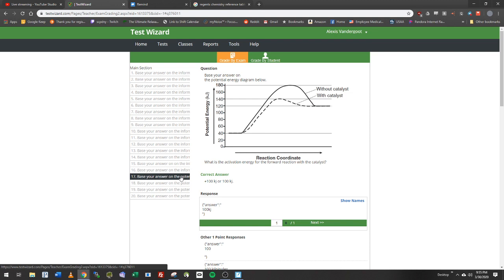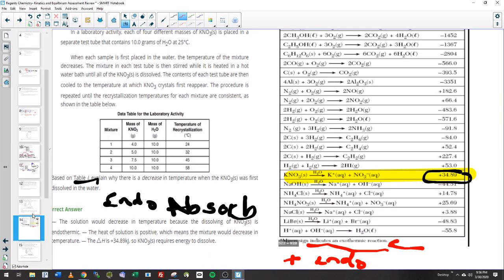What is the activation energy for the forward reaction here? Okay, if you're going forward and you're activating, you have to start from the activation point. So I'm going to go to question number 17 on here.